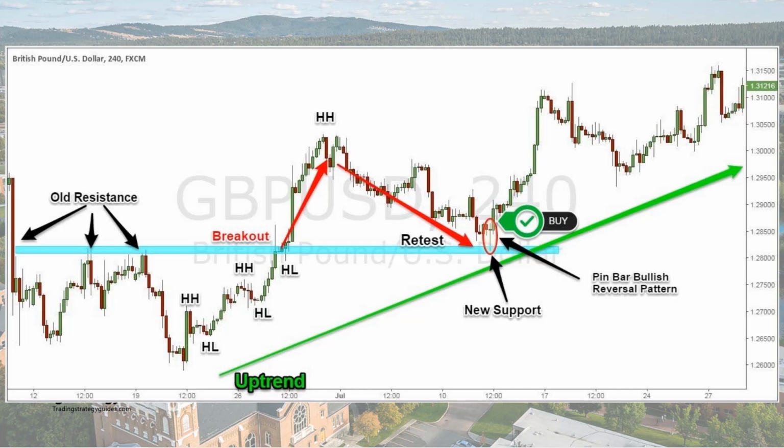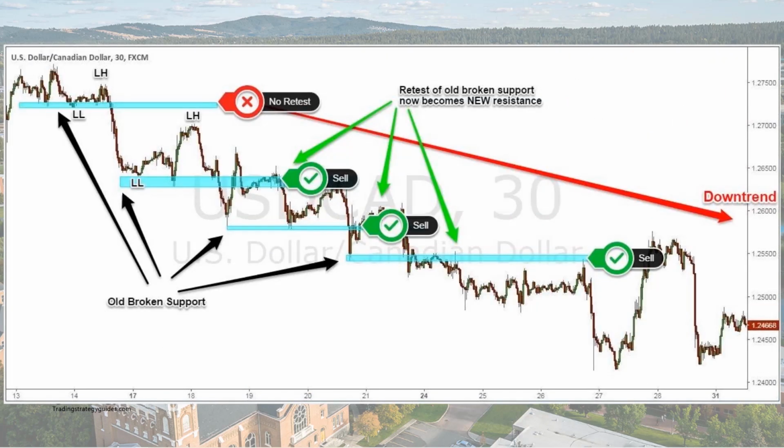Next, we have a short example with old support, new resistance on the US dollar Canadian dollar 30-minute chart. Since the market is fractal in its nature, the same trade setups can be spotted on different time frames. In order to prove this point, we're going to look at and examine the anatomy of a trade continuation setup on the lower time frames. For this purpose, we've chosen the US dollar Canadian dollar 30-minute time frame.